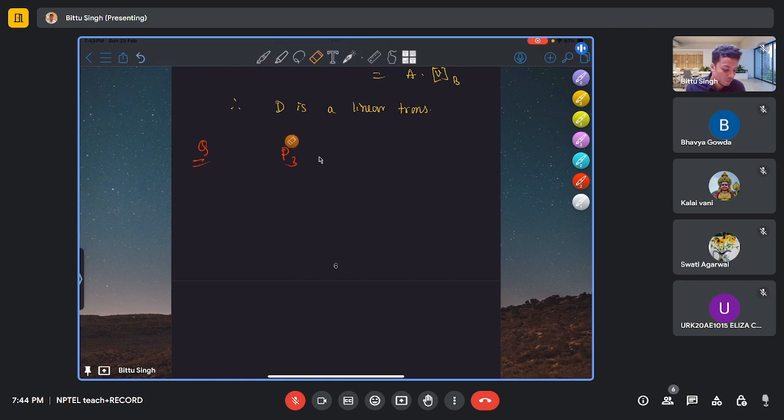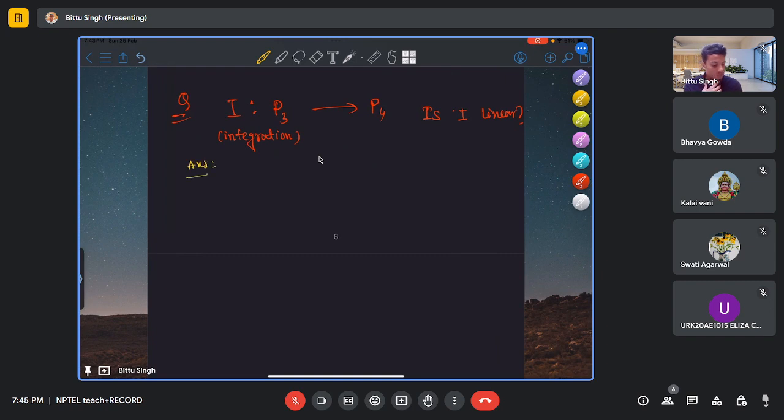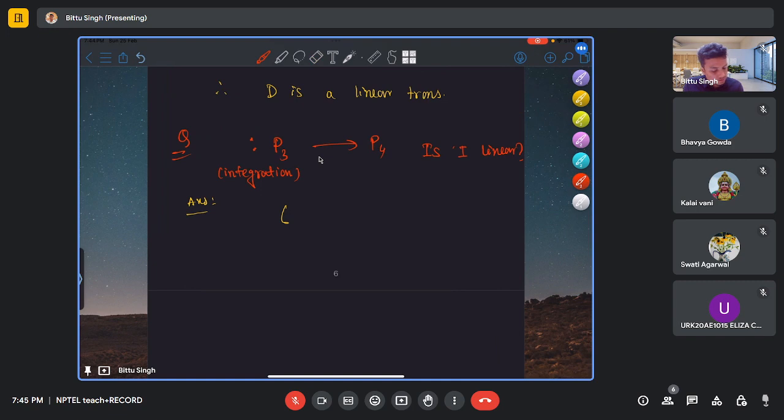So consider the converse part. Given a polynomial in P3, if you integrate you will get a polynomial in P4. So consider the integration map I, which maps P3 to P4. The question is, is I linear or not? What will be your answer? Let us check how I behaves. Let us not write I because I always seems like the identity matrix. So instead of I, let us write T. Now the question is, is T linear or not?